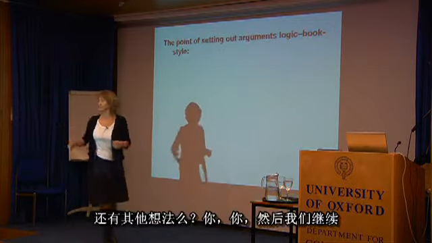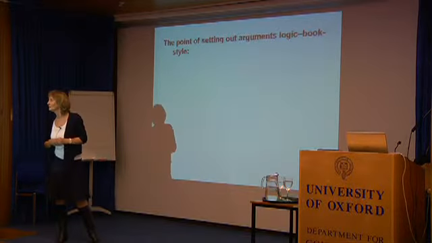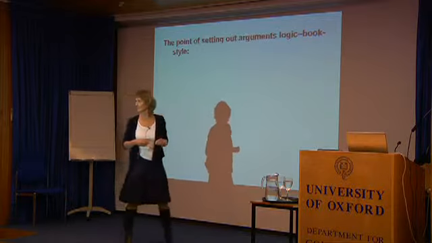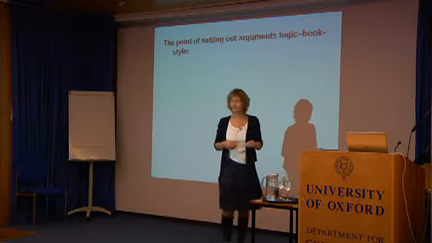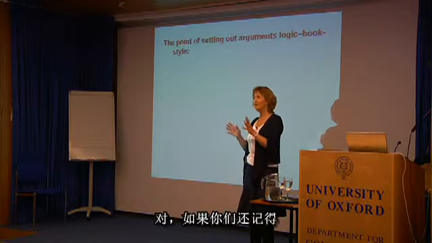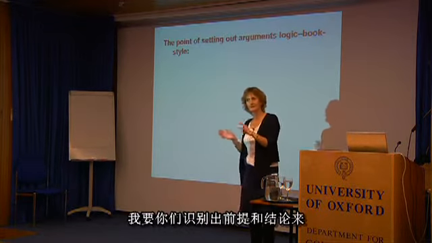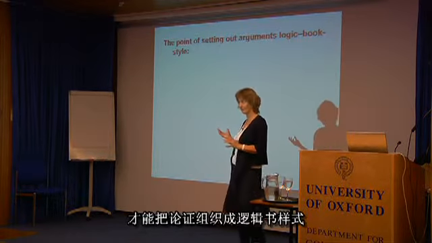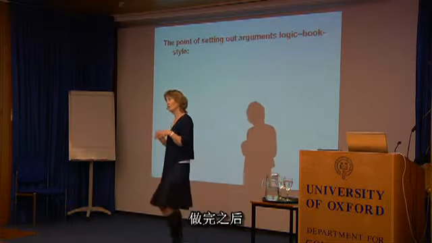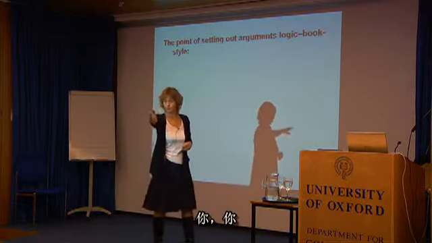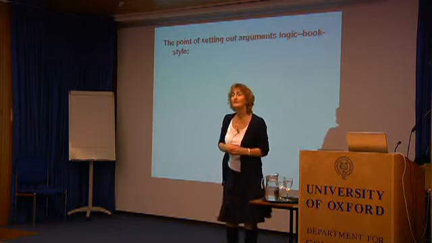Any other ideas on this? One, two, and then we'll move on. It's the way of, when you were teaching us about the different kinds of argument, you would get us to say the premises. It's just a way of seeing those more obviously when you're looking at something a bit more complicated. That's right, because if you remember, I was asking you to identify the premises and the conclusion. Of course, you have to be able to do that to set out an argument logic book style, but once you've done it, once you've set it out logic book style, then it's obvious. Yep, 1, 2, the gentleman behind you was first.